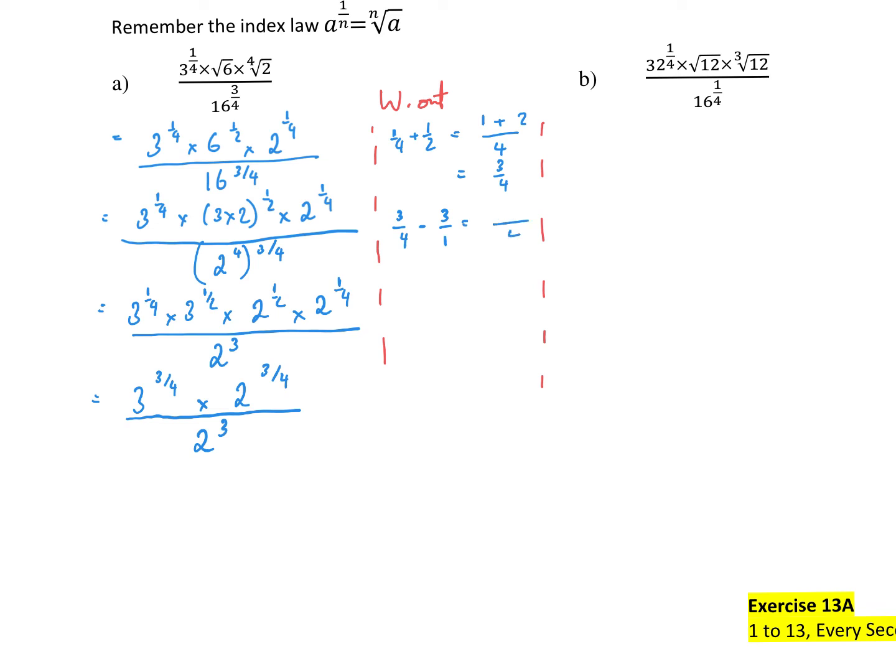Again, I need a common denominator there of 4. So it's 3 minus 12 times 4 at the bottom and the top, which makes it minus 9 on 4. And so we're left with 3 to the power of 3/4 times 2 to the power of minus 9 on 4. Usually the question asks you to write it with positive powers, so let's do that. 3 to the power of 3/4 divided by 2 to the power of 9 on 4. And that's a nice answer left that way.